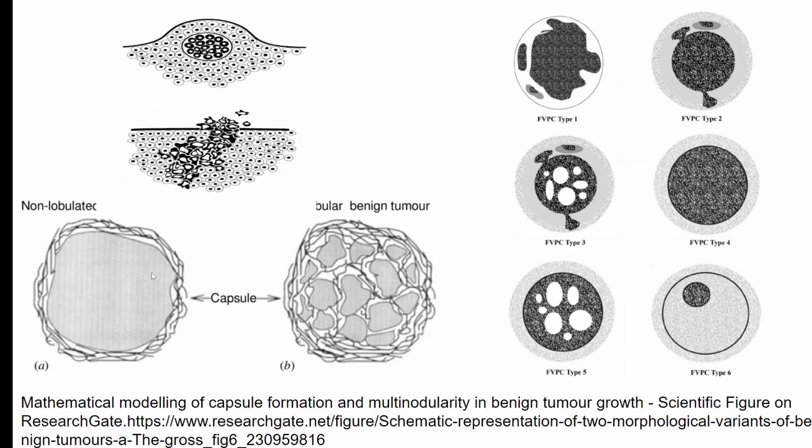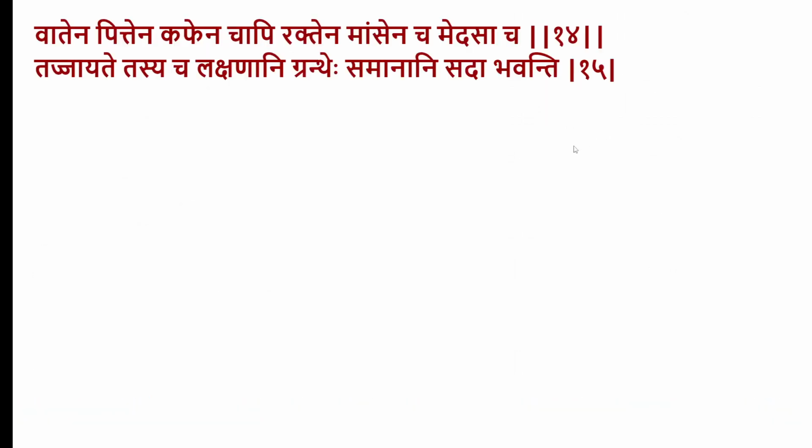They have a capsule. So when the lesion has become capsulated, usually that's considered as benign, which may not spread, but not necessarily. But when the tumor invades into the nearby tissue, that's considered as malignant, and the word cancer refers to the same issue. The pattern of the invasion will be of these different shapes based upon the studies. Now, anyway, the types of the arbuda are Vatena, Pittena, Kaphena chapi, Raktena, Mamsena cha Medasa cha, Tajjayate, Tasya cha Lakshanani, Granthehe Samanani Sadabhadanti. Now, Sushruta has said the granthi and arbuda have similar clinical signs.